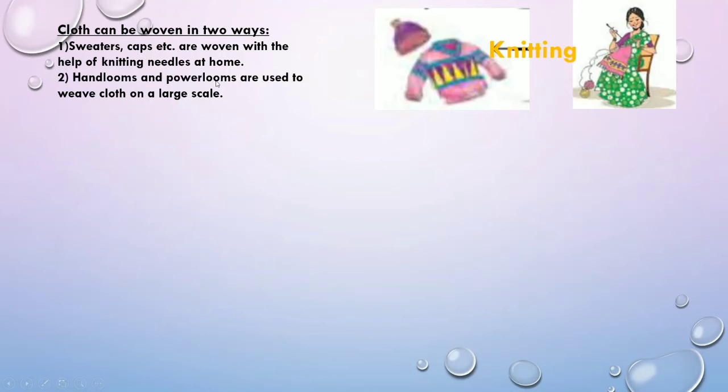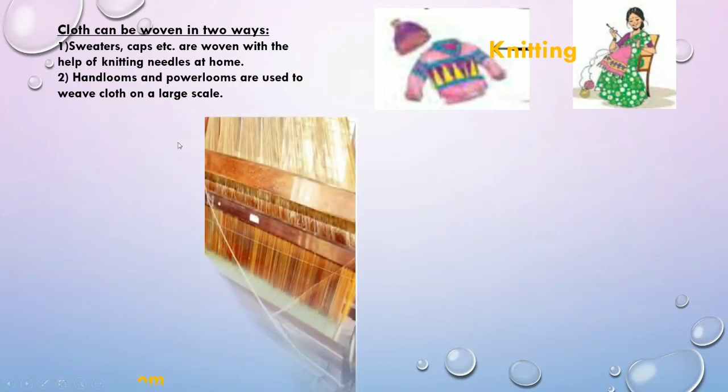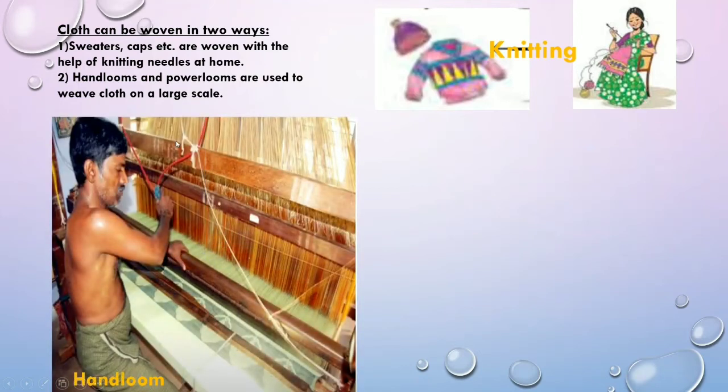Handlooms and power looms are used to weave cloth on a large scale. This is a hand loom. You can see a person. A person sitting at the hand loom actually sends the thread across the other threads with an instrument called the shuttle.